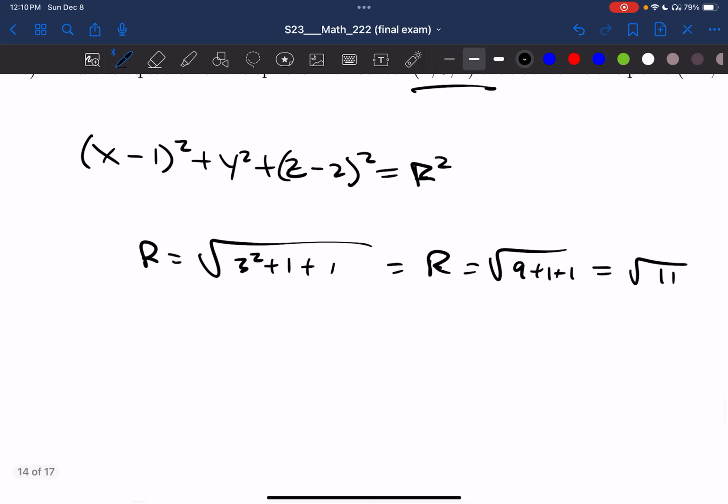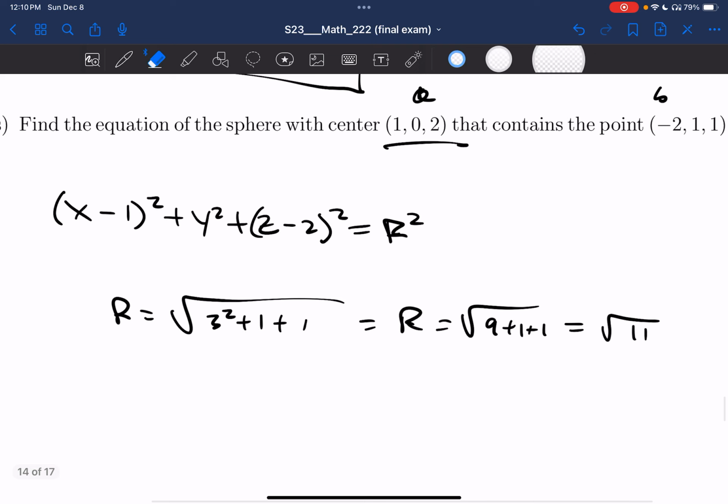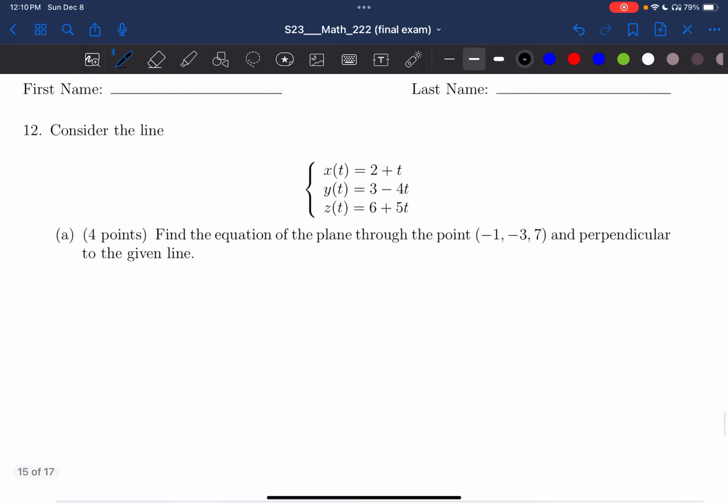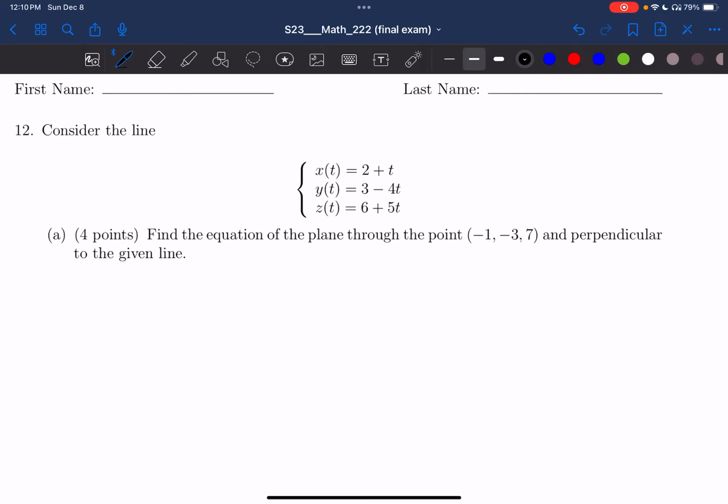So this is R, and we replace R with where it is here. We're going to get the square root of 11 squared, which is just 11. And that's just our equation of the sphere. It's pretty simple. Find the equation of the plane through the point and perpendicular to the given line.